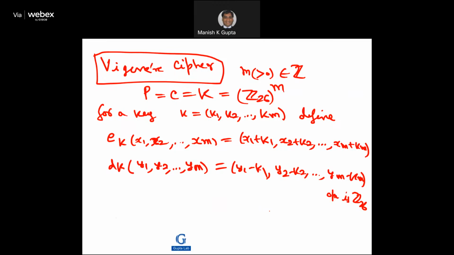So if you have a vector x1, x2, up to xm, the encryption is x1 plus k1, x2 plus k2, and so on, xm plus km. And for decryption, if y1, y2, up to ym is received, the decryption is y1 minus k1, y2 minus k2, and so on, ym minus km. All the operations are in integers modulo 26. Very simple, just a generalization. Now, in fact, the cryptanalysis is very interesting. I'll talk about it in the next class.